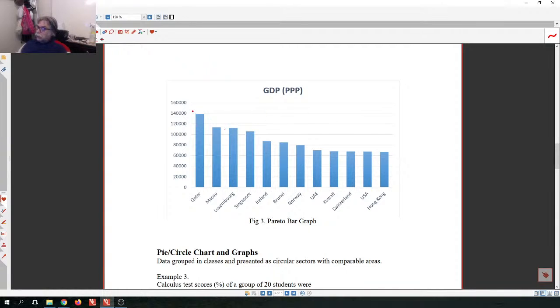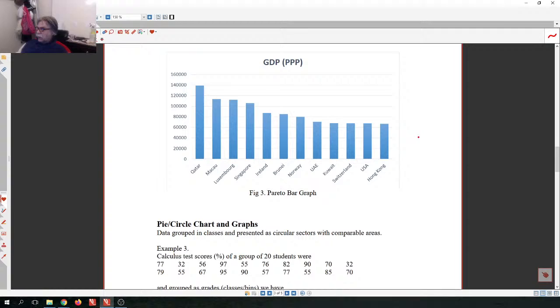Very often done. So the essential feature of a Pareto graph is sorting. It's not at random here. This is the biggest Y, the biggest income, the biggest GDP per capita, purchasing power parity. Then the next one, then the next, and so on. And then the lowest here. It could be in reverse. It could be from the smallest to the tallest. That is done as well.